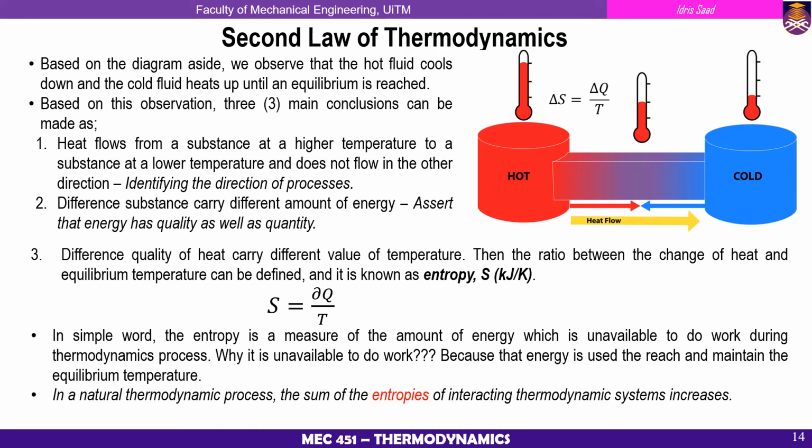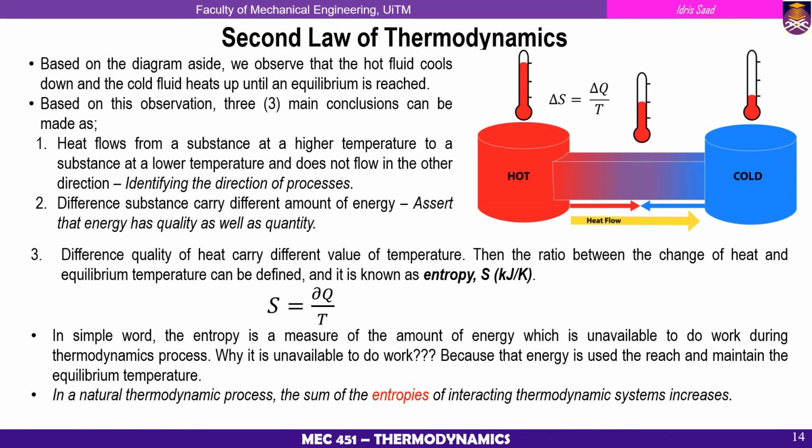In simple words, entropy is a measure of the amount of energy which is unavailable to do work during a thermodynamic process. I repeat, the amount of energy which is unavailable to do work during a thermodynamic process, or the energy that cannot do work. Why is it unavailable to do work? It is because that energy is used to reach and maintain the equilibrium temperature. In a natural thermodynamic process, the sum of the entropy of the interacting thermodynamic systems always increases. That means entropy is not a conserved property like energy.